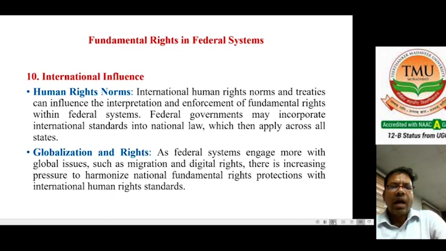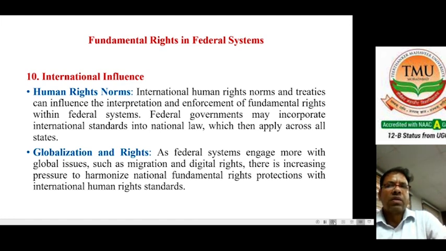Next is international influences, like human rights norms. International human rights norms and treaties can influence the interpretation and enforcement of fundamental rights. Within federal systems, federal governments may incorporate international standards into national law, which then apply across all states. This is a very important thing.